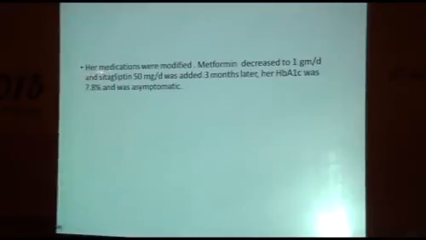Her medications were modified. Metformin was decreased to 1 gram per day, and sitagliptin 50 milligrams per day was added. Three months later, her HbA1c was 7.8% and she was asymptomatic. So this patient chose the option of sitagliptin as add-on after modifying the metformin dose. She can also go on insulin. It's individualization and the patient's priorities.